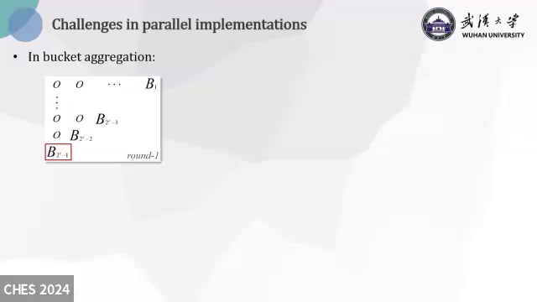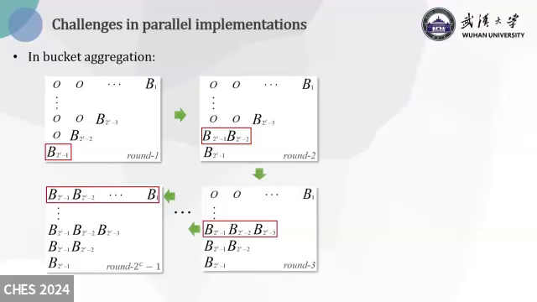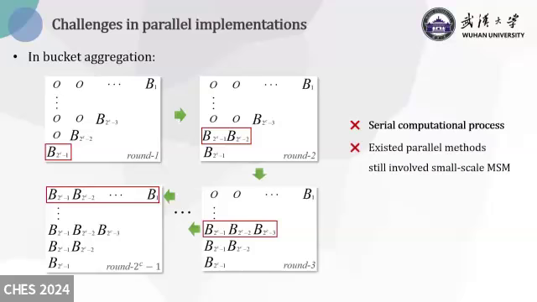For the bucket aggregation phase, it can be divided into two stages, the bucket updates and the final summation. The final summation can be accomplished using the well-known parallel reduction algorithm. However, it is evident that the bucket updating part, as shown in this figure, is a serial computational process. There are still no practical parallel algorithms proposed for this.